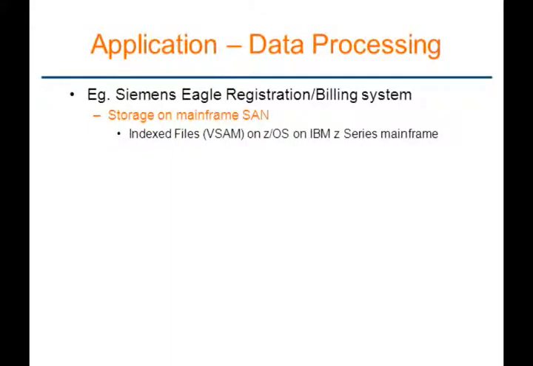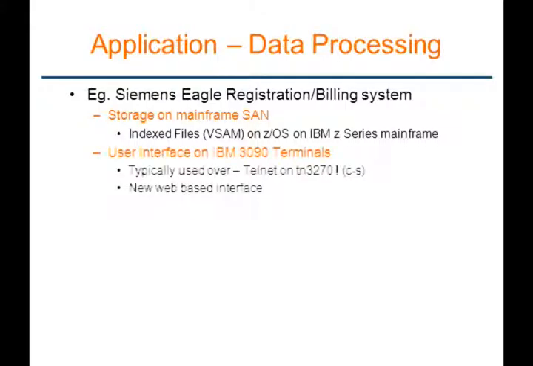Another example of data processing is again at Columbia University New York Presbyterian Hospital, the registration and billing system. This happens to be a Siemens product called the Siemens Eagle registration system. The storage actually is on mainframe storage area network. The operating system is IBM z/OS on an IBM Z series mainframe, and we are working on VSAM files that are part of that system.